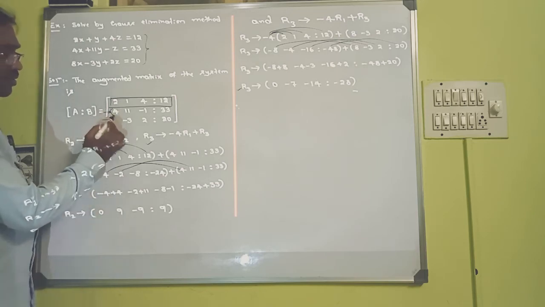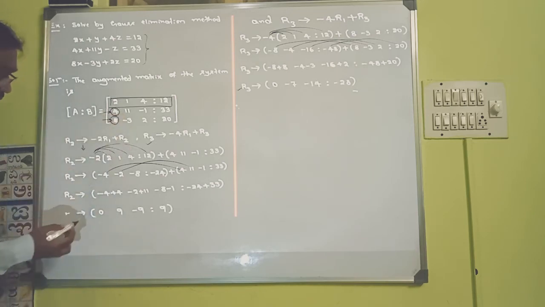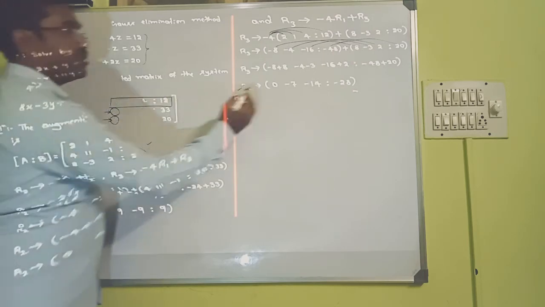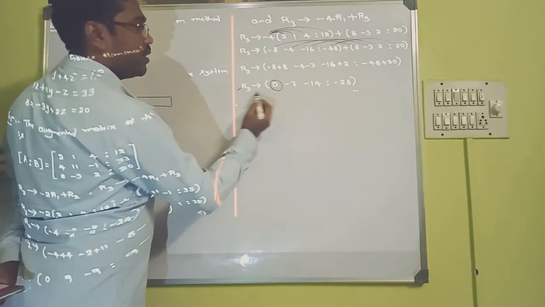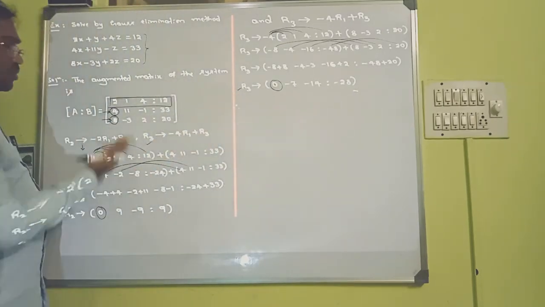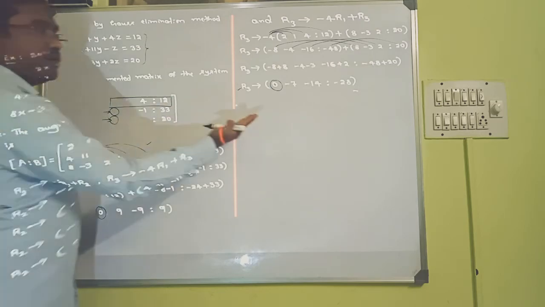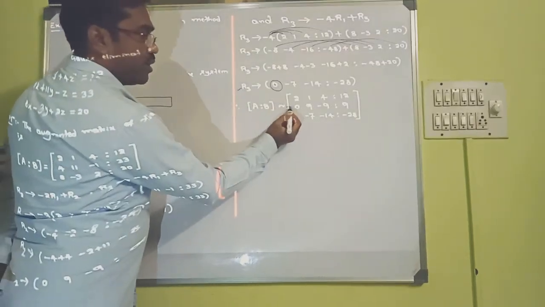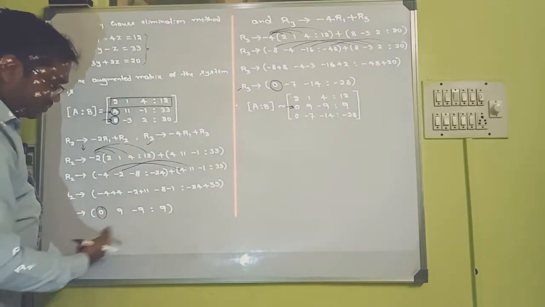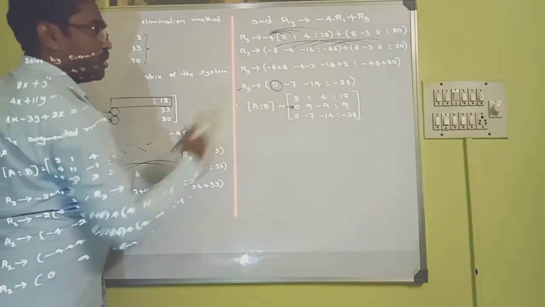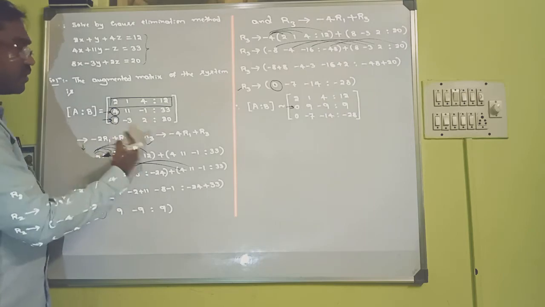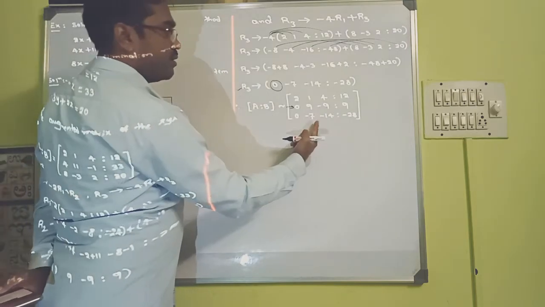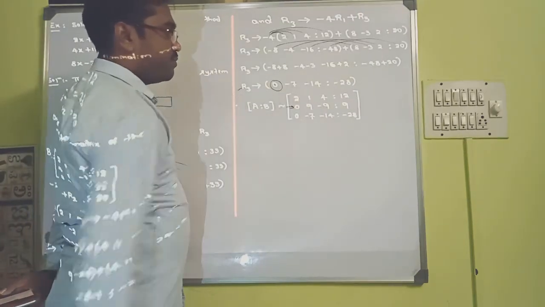See, we wanted zeros in this place, we brought. In this place we brought 0 in new R2, and in this place we brought 0 in new R3. Let us replace these two rows in this matrix and rewrite the matrix. The new R2 we have taken from here, and in this third place we have taken new R3.